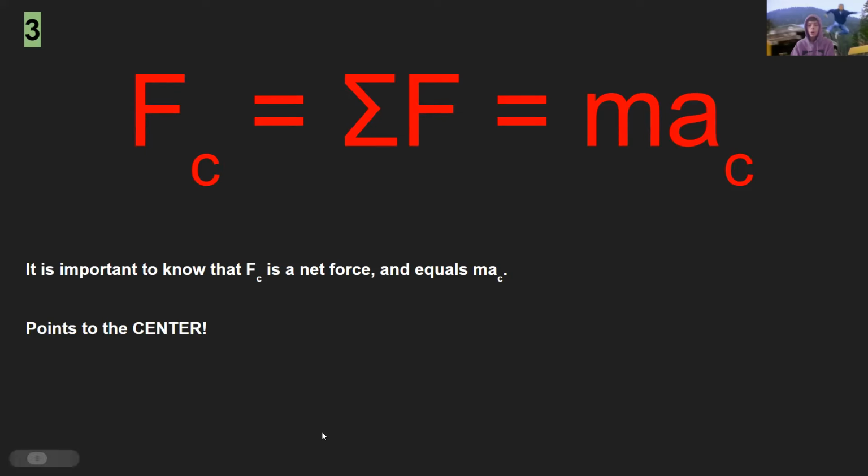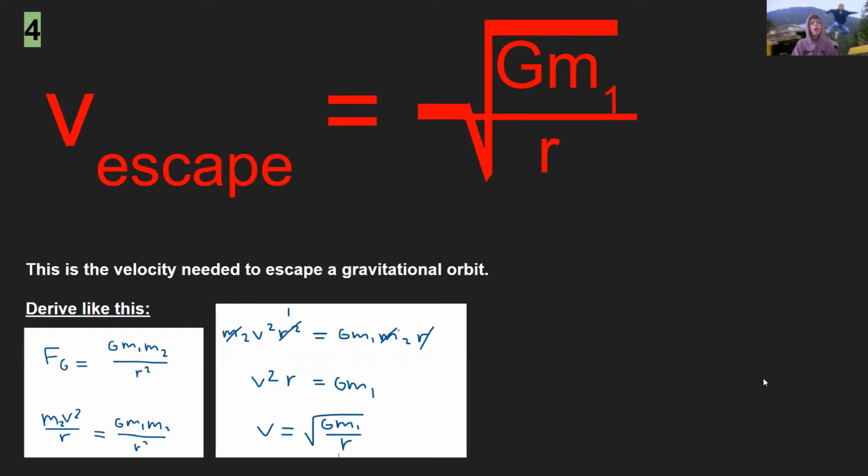So remember, for vertical or horizontal circles, net force or centripetal force is towards the center, acceleration is towards the center, and velocity is tangent to it. And that means that if it was to stop randomly, then it would follow that tangent path because of Newton's first law. An object in motion will remain in that motion. That's inertia.